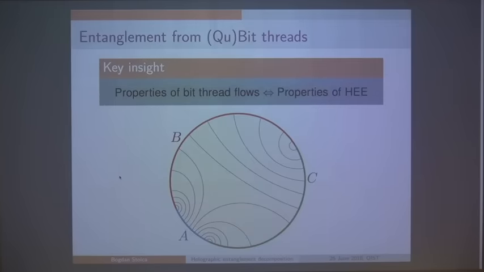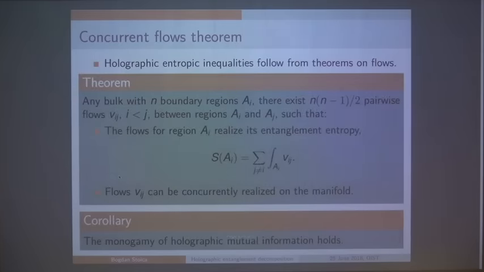So here's a picture just to have a concrete image of what we're talking about. For 3 regions, some configuration of bit threads. And the key insight is that the properties of bit threads should imply the properties of holographic entanglement entropy. For simple properties of entanglement entropy, that is obvious, but for more complicated properties, it turns out that mathematical theorems are required.